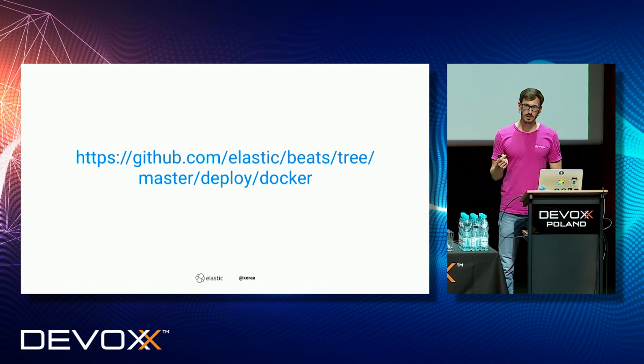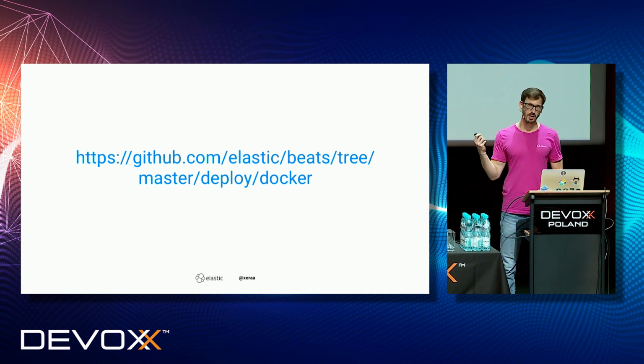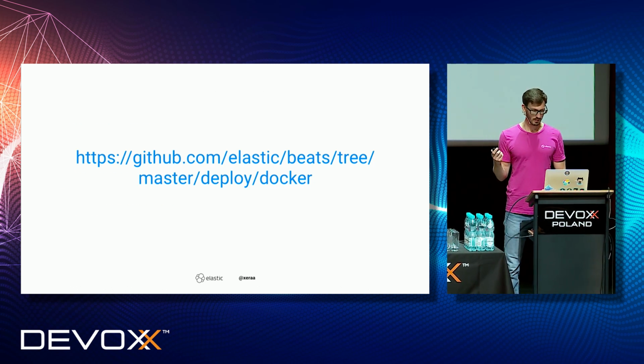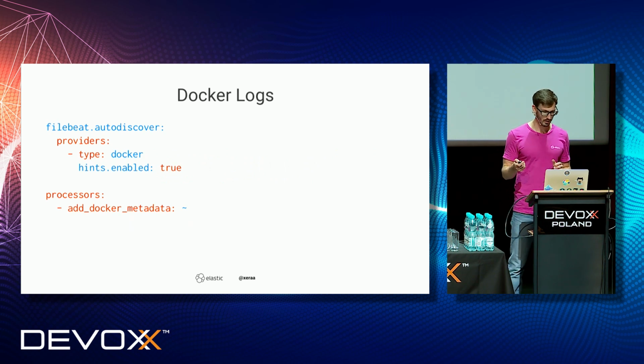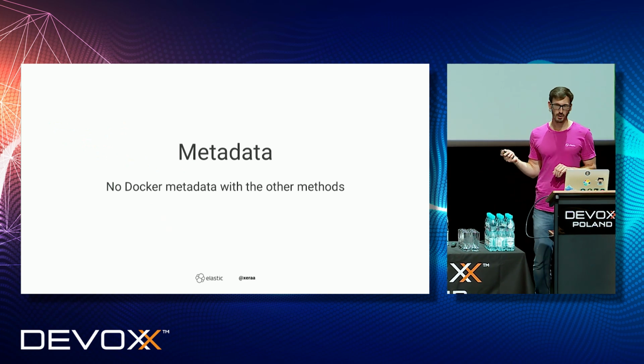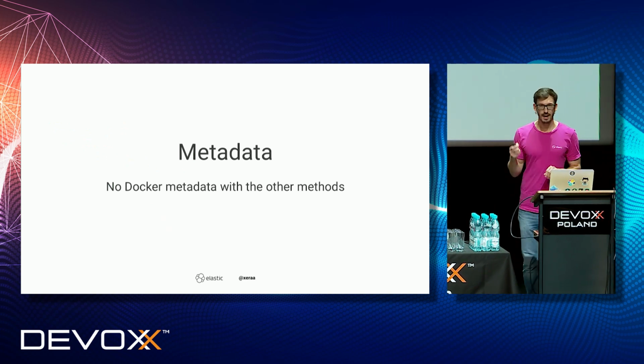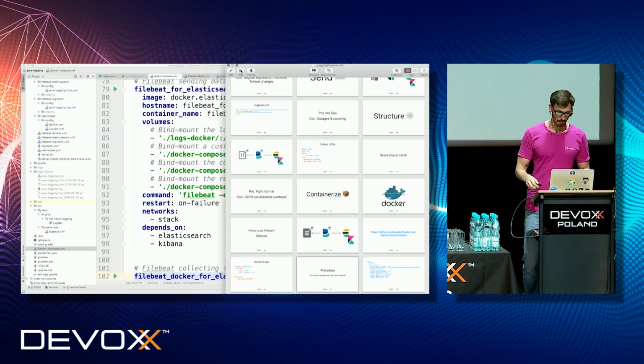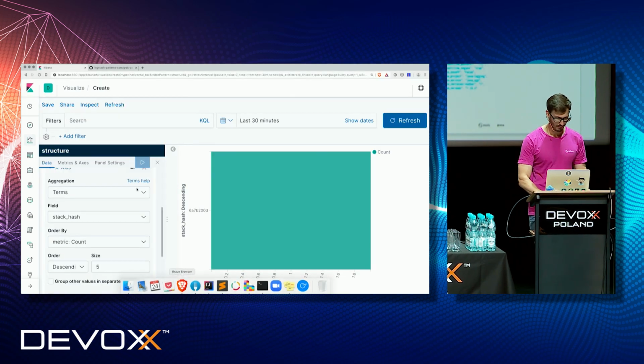If you want to see a sample configuration, we have that as part of the beats repository as well. But I will show you how to do that. So what you do is you enable those hints, and then you just need to bind mount the right folder into that. And then you can also get Docker metadata. So let's see what we actually have in there.